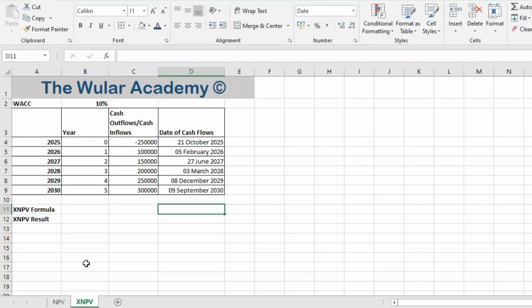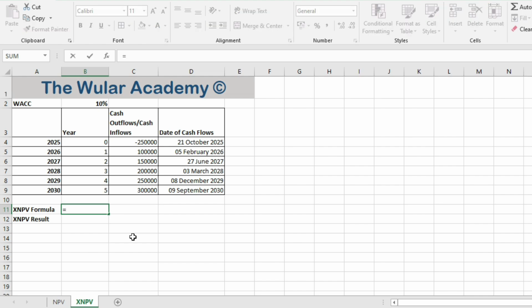So now let's come to the XNPV function. Here, in addition to the cash flows, we have one more column, date of cash flows, the exact date on which cash flows are happening. So how do we calculate the NPV using the XNPV function? We use this function XNPV. Then we have to input the rate. This is as usual the way we did it in the NPV function. This is the discount rate or weighted average cost of capital. Then we have the values.